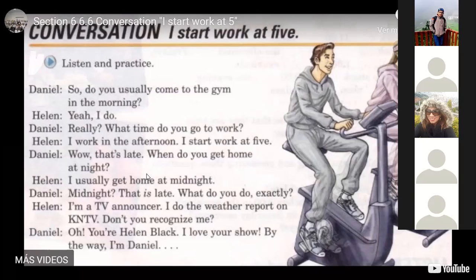Okay, por ahí escucho dos micrófonos encendidos. Pero Fredo, si gusta, me lo apaga, por favor.